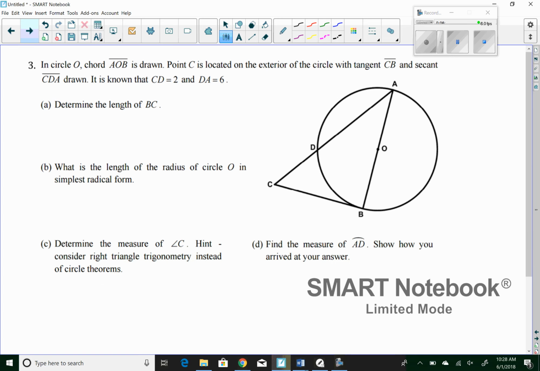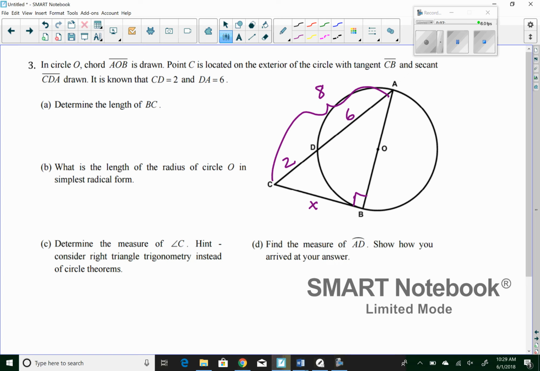The last question in this homework assignment gives us another circle. Notice there's a diameter drawn here. Diameters and radii that touch a tangent make a 90-degree angle, so just by looking at my picture, I know that. It tells us that CD is 2. It says DA is 6, meaning I know the length of this segment is 8. It wants us to find BC, so that I don't know, so that's x.